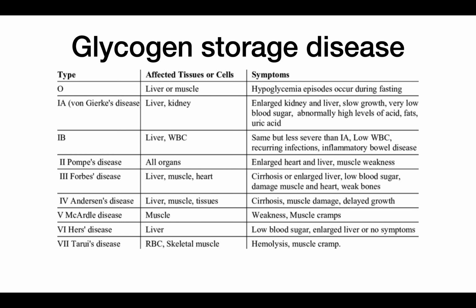Okay, so the glycogen storage diseases. Von Gierke's disease: enlarged liver and kidneys, abnormally high levels of lactic acid, fats, and uric acid. Pompe's disease affects all the organs, especially the heart, so enlarged heart and liver, and muscle weakness. McArdle's disease is going to affect the muscle, and there's going to be low exercise tolerance.